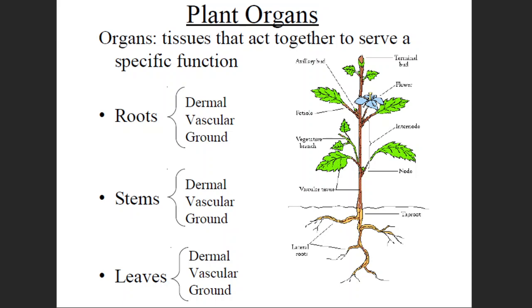Now plant organs. The tissues that act together to serve a particular or specific function, that is, a group of tissues employed for a particular function, come together, and the structure that is formed we can call an organ. So in plants we will study mainly three major organs, that is root, stem, and leaves. In all these cases we can find dermal, vascular, and ground tissues.